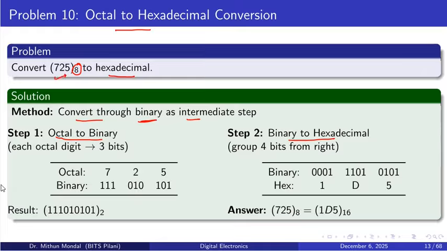So this number 725, that is in octal system, let us go to the binary, and each octal digit will have 3 bits. So 725 in octal, we will have 3 bits each in the binary system. Now we got this as basically in the binary system. Now again, we use this binary number and group with 4 digits to convert into hexadecimal. So our final answer will be 1D5 to the base 16. So whenever we need to convert octal to hexadecimal, usually we follow the process going through the binary as the intermediate step.